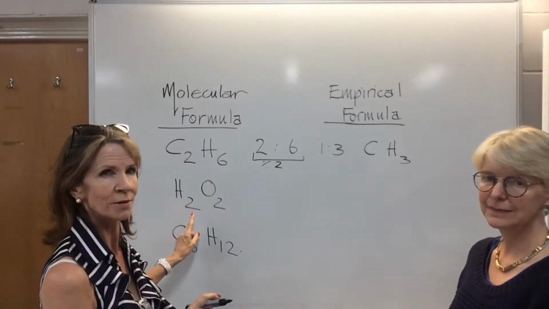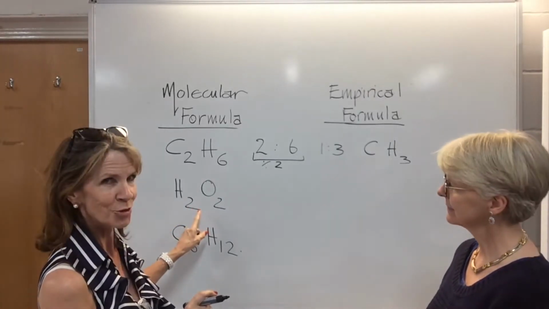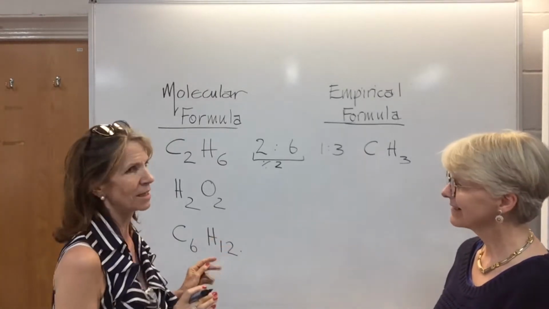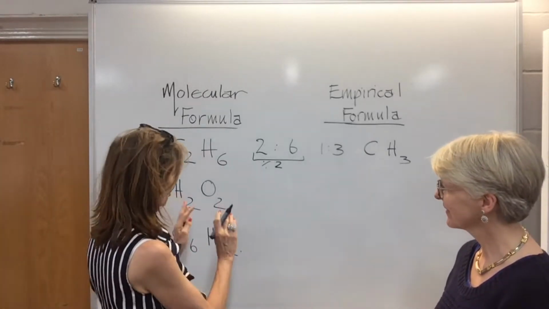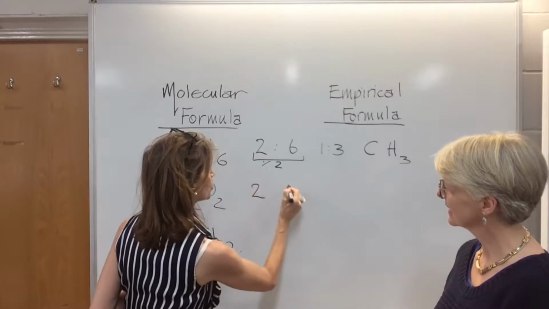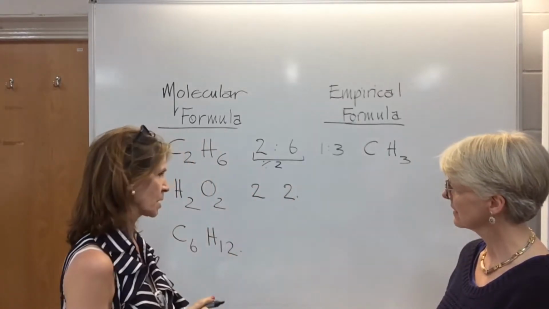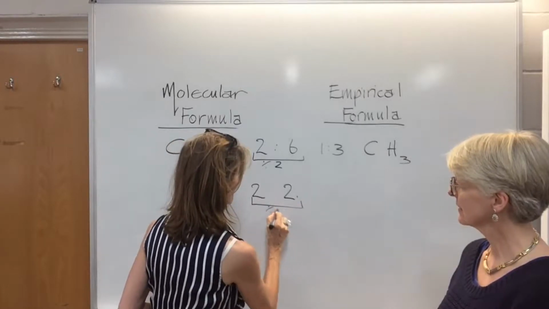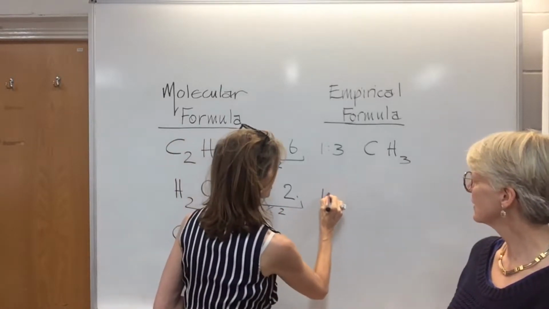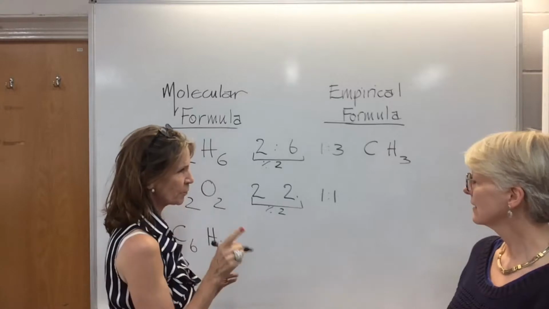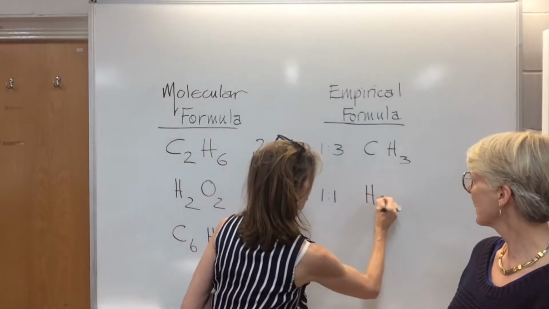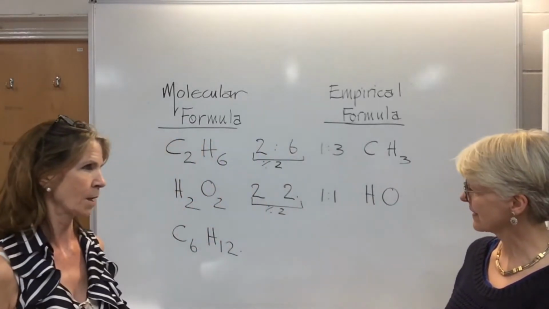This is hydrogen peroxide. I often use peroxide in my hair. So here we have a ratio of 2 to 2. Yes. Now that can be divided by 2. Yes. Again, I like this. And that gives you a ratio 1 to 1. And if I'm following your instructions correctly, it would be HO. Excellent. Perfect.